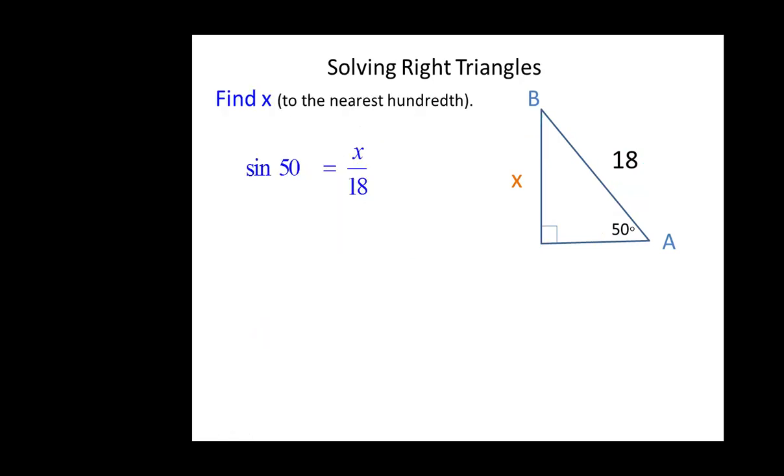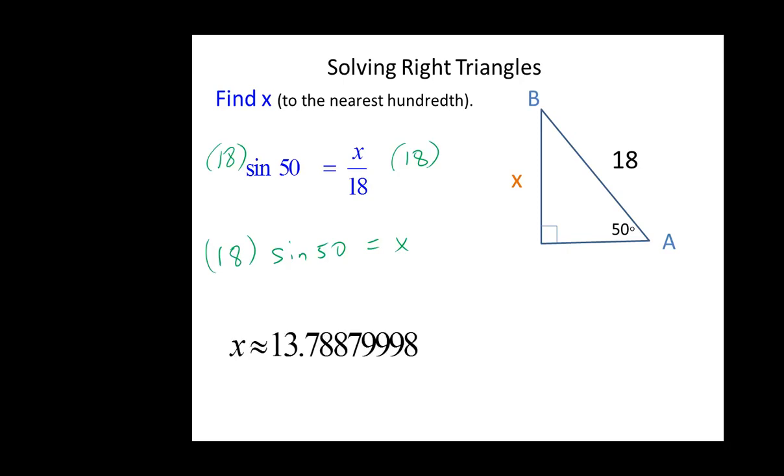So here we are. To solve this, I'm going to clear the fractions by multiplying both sides by 18. And that gives me 18 times the sine of 50 equals x. You're going to go ahead and now work that out on your calculator. Depending on your calculator, the keystrokes may be different, so make sure you're able to get to this answer. It's a rather long answer, but we're going to round it to the nearest hundredth. Notice I say approximately equal, because even with 8 decimal places, that's not exactly the answer.